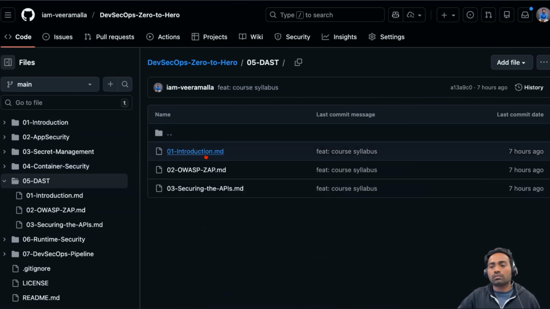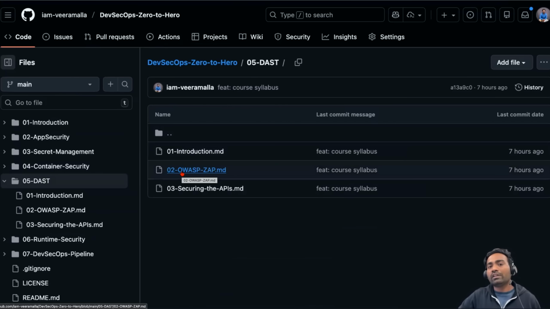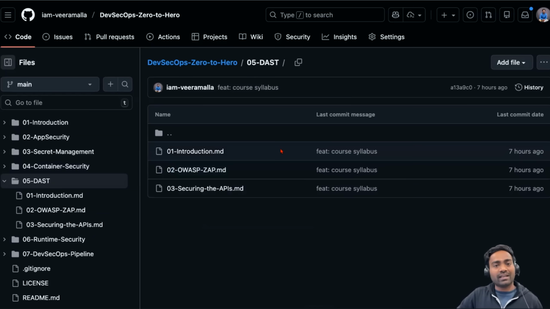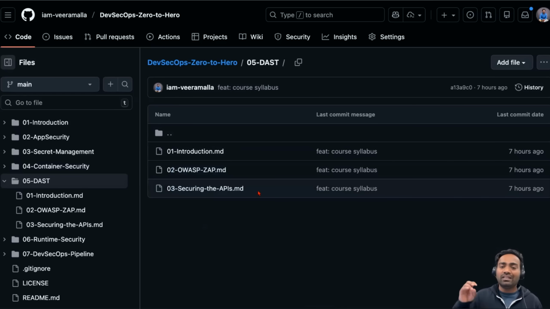Okay, so an introduction to DAST, what exactly it is. Then we will learn about OWASP ZAP, which is very popularly used for implementing DAST. I'll take a sample application here as well and show you how you can use this. Finally, we will also learn different ways of securing your APIs in day 5.